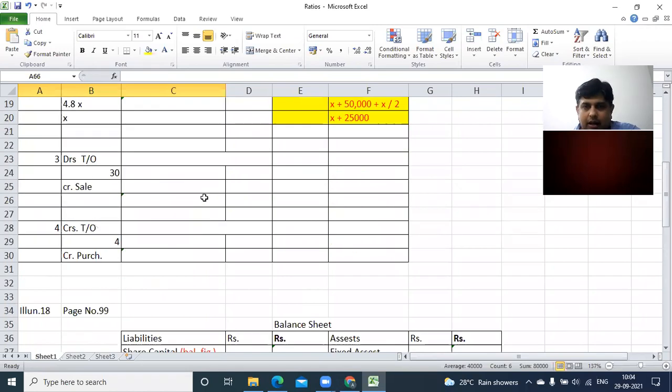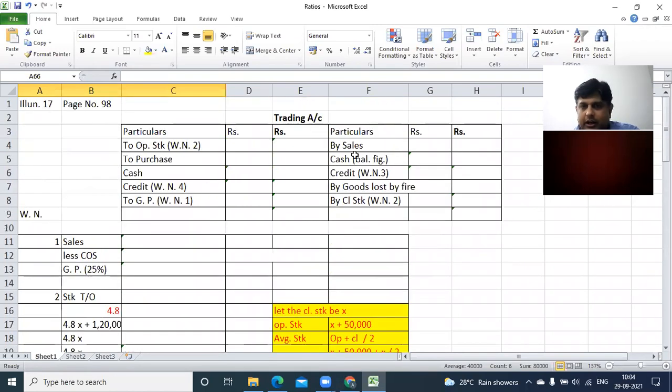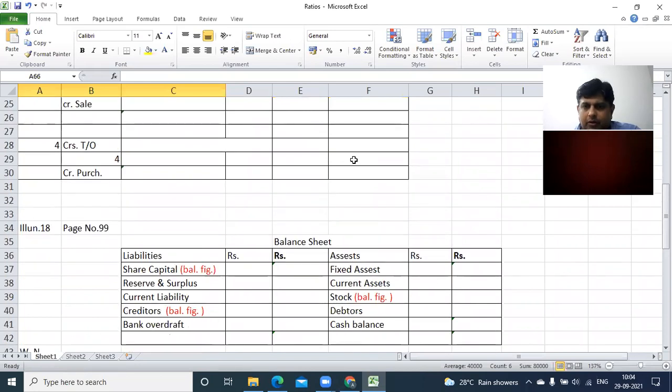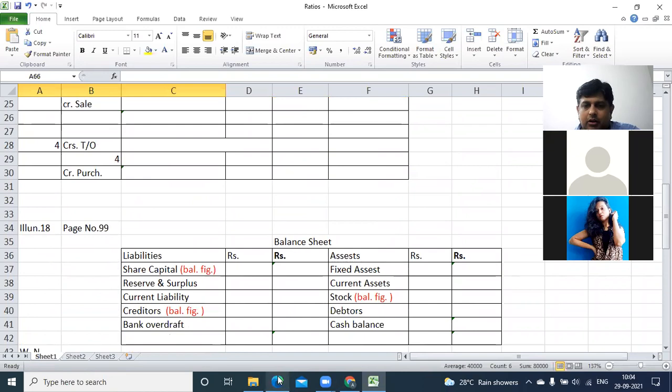Last time we saw how we did the trading account. Today we are going to refer to the balance sheet.